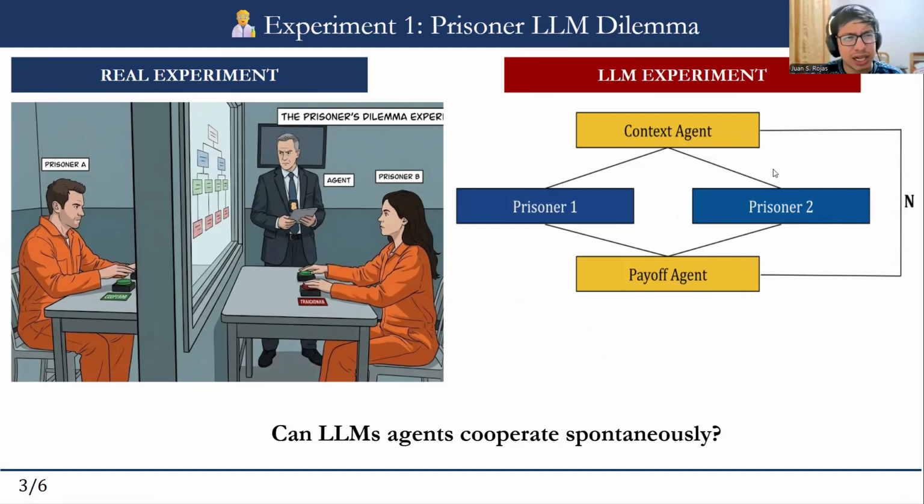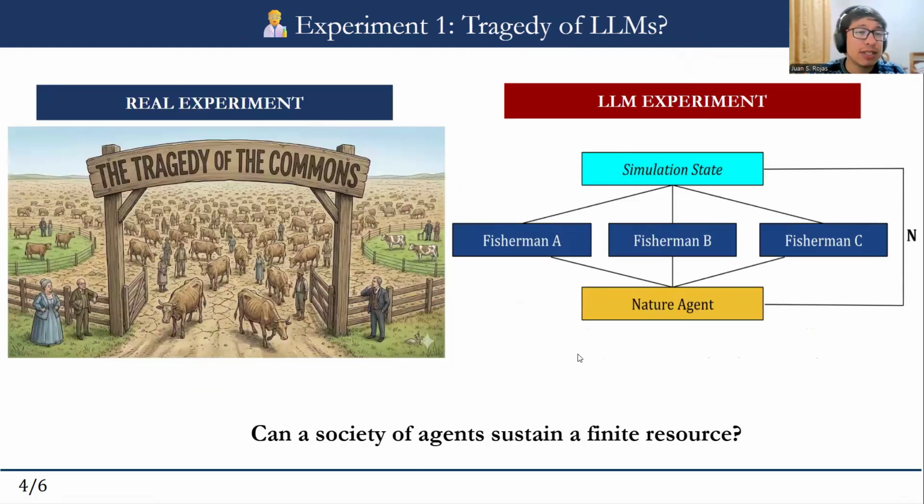So, can large language model agents cooperate spontaneously? These kinds of questions can be answered with these experiments. At the same time, the Tragedy of the Commons is a really good experiment where we can do an abstraction and answer really good questions. As you can see, for example, can a society of agents sustain a finite resource? We can do that just by implementing different fishermen and the nature agent.